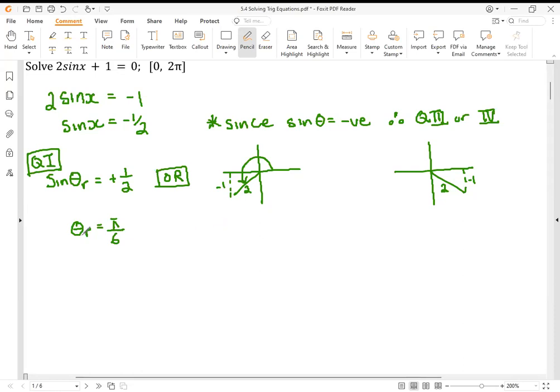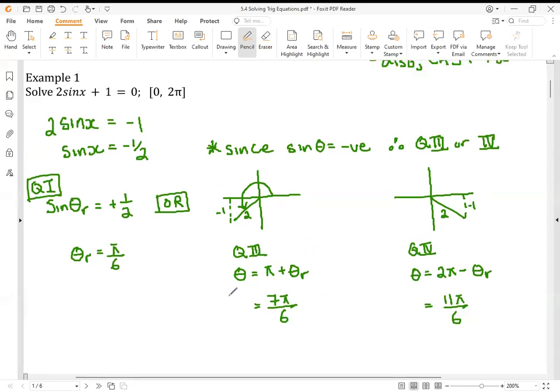So quadrant 1, pi over 6. That means in quadrant 3, my angle must be pi plus that. And in quadrant 4, the angle must be 360 or 2 pi minus the related angle. Following this, pi plus pi over 6 is going to be 7 pi over 6. 2 pi minus pi over 6 will be 11 pi over 6.